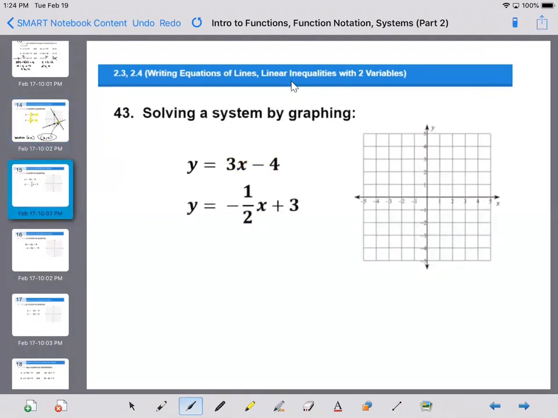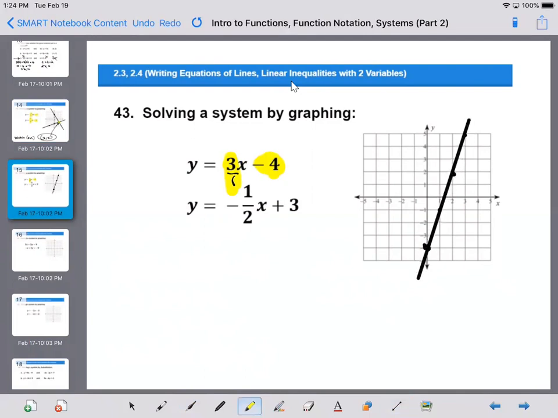Both of these are solved for y, so I'm going to go ahead and start with the y-intercept. So that will be -4. And then I want to apply the slope, which is 3 to 1. So I'm going to rise 3, go up 3, right 1, repeating that pattern. And then draw my line.